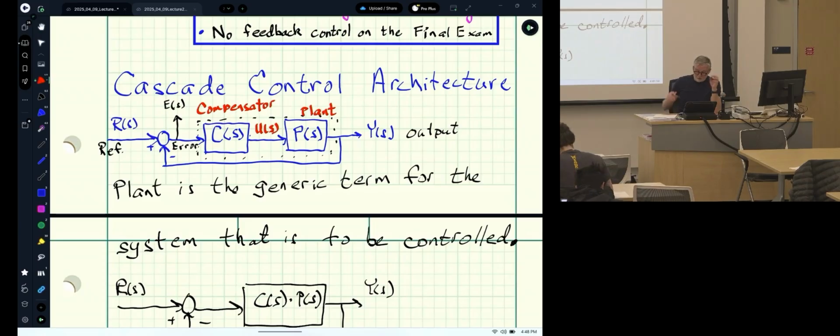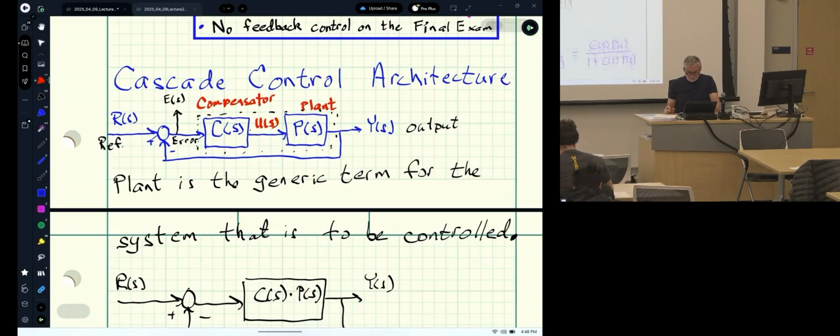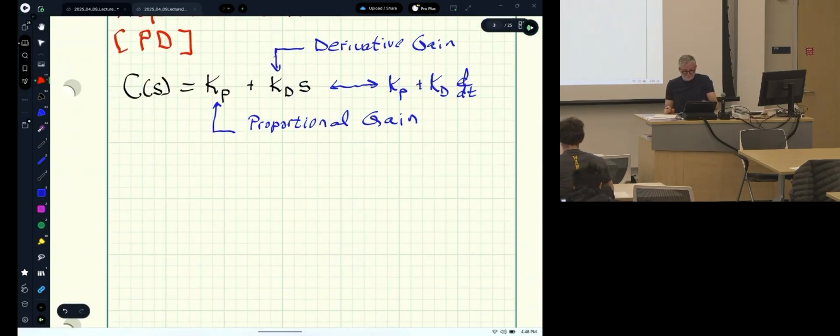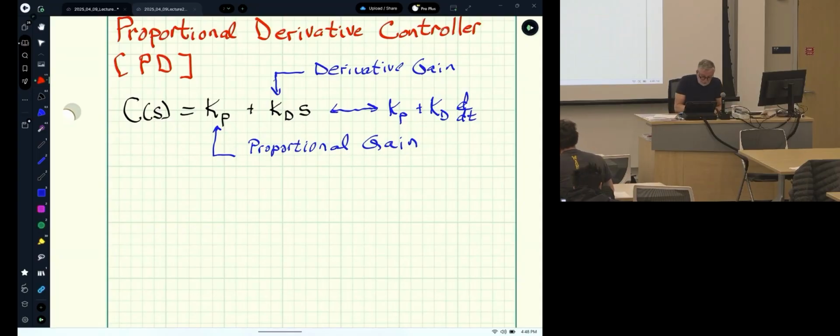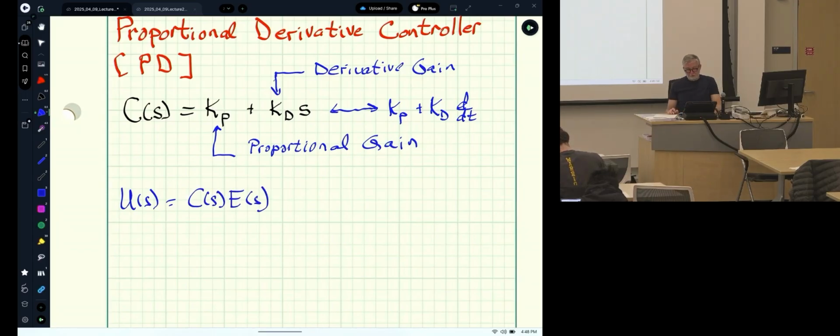So on the Segway, it's the torque at the motor that's attached to the wheels. It's a real physical system. The output of the Segway could be its lean angle or its speed. Okay, so then U of S is C of S times E of S from the block diagram.